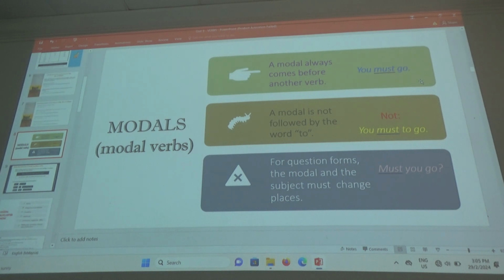I don't know. Right? But in English it's always modal verb followed by the main verb. You cannot say you go must. You must say you must go. Right? Okay, no worries.